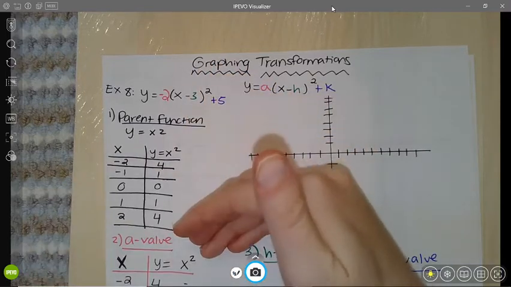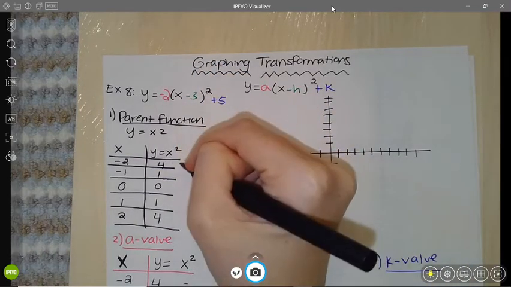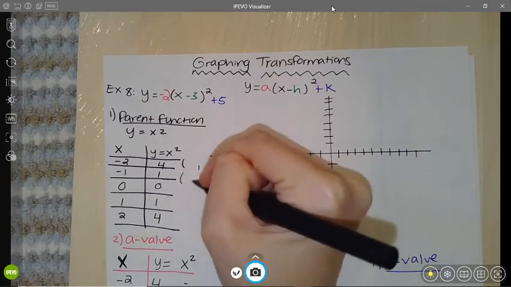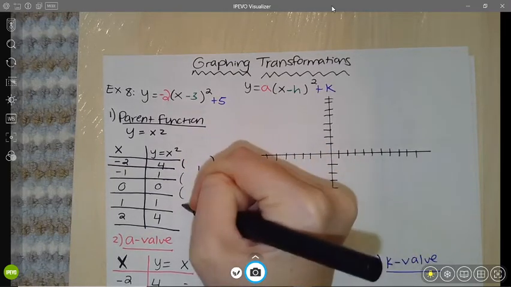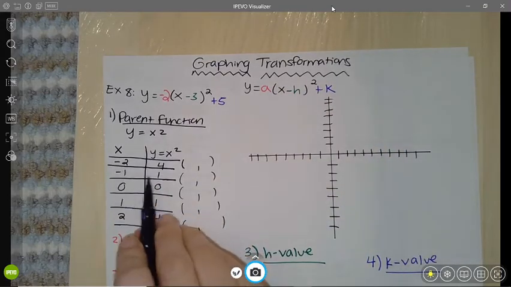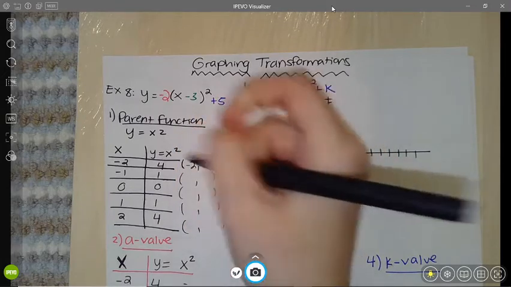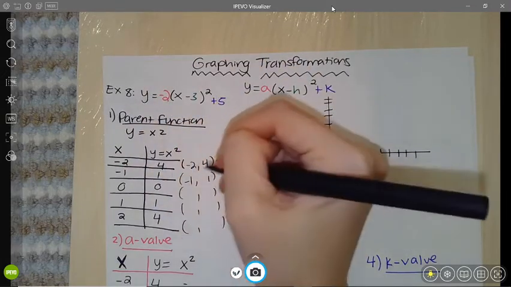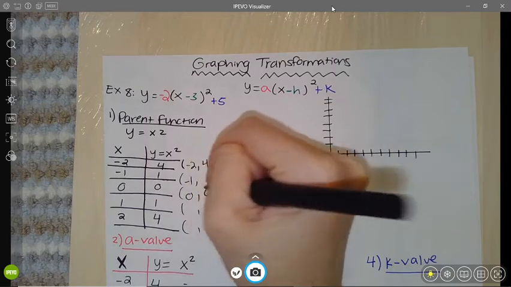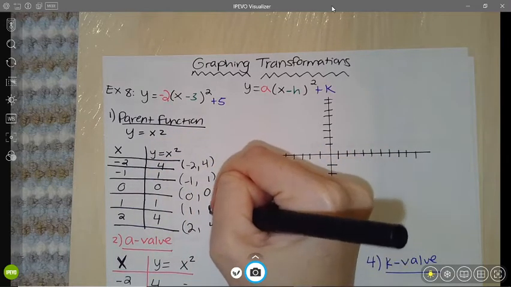I already have the table made. I'm going to go ahead and plot those points. If it helps you to see these as coordinates, you can write coordinates beside them. So this would be the coordinate -2, 4. This is my x, and that's my y. We have the coordinate -1, 1; 0, 0; 1, 1; and 2, 4. All right, I'm going to plot these bad boys right here.